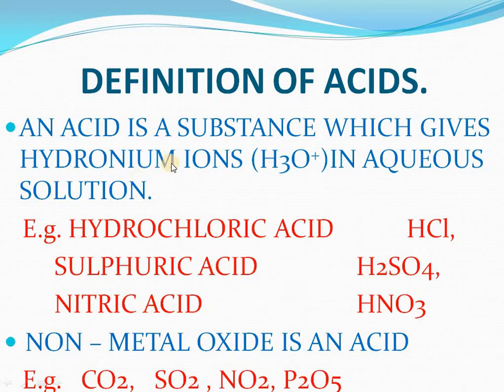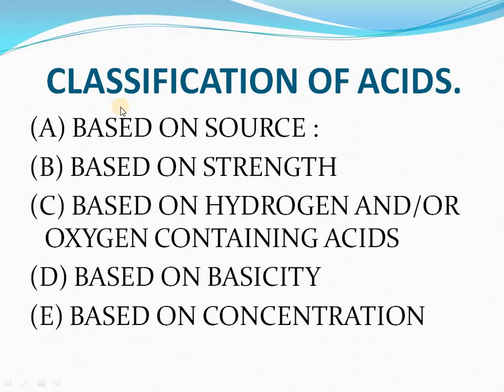Now another type of acid is non-metal oxide. This is not a definition, this is just a name. If a question is asked, name a non-metal oxide which is acidic, you can write carbon dioxide, sulfur dioxide, nitrogen dioxide or phosphorus pentoxide. So non-metal oxides are acidic in nature. Because carbon is a non-metal, CO2 is acidic, SO2 is acidic, NO2 is acidic, P2O5 is acidic. So now we know the definition of acid and we have understood one more concept, that non-metal oxides are acidic in nature.